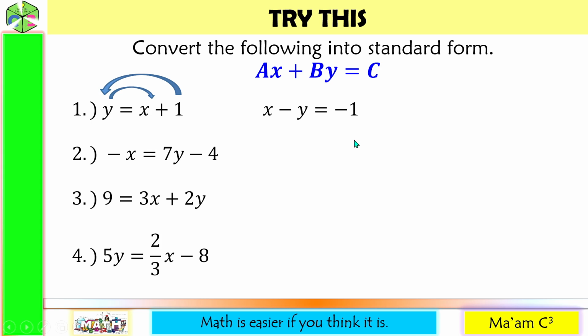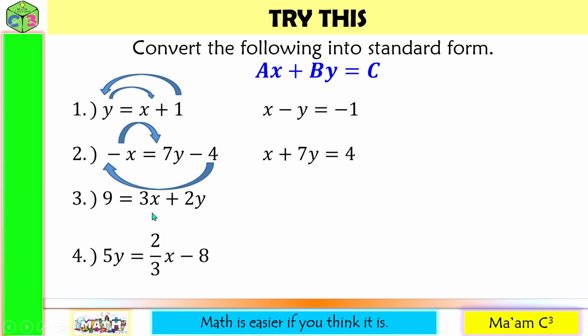So equals negative 1. Number 2, again, the first term, which is x, should be positive. So we have to move this negative x on the other side to make it positive. And then when we move x here, it is now together with 7y. So plus 7y. Again, everything is on this side. So let's move negative 4 on the other side. And it will become positive 4.